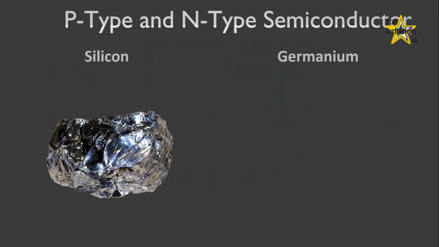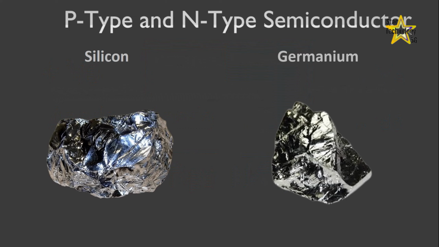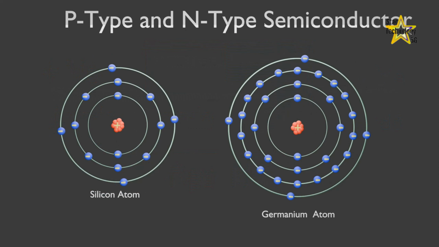P-type and n-type semiconductors. Semiconductive materials like silicon and germanium do not conduct current well. This is because of the limited number of free electrons in the conduction band and holes in the valence band. The atomic structures of silicon and germanium are shown in the figure. Both silicon and germanium have 4 valence electrons.